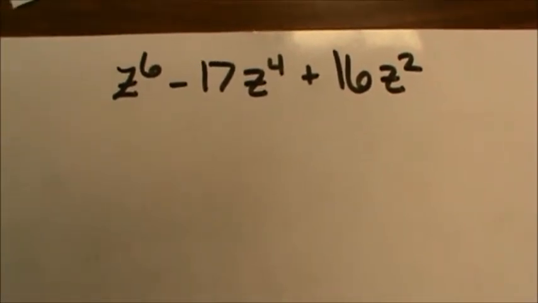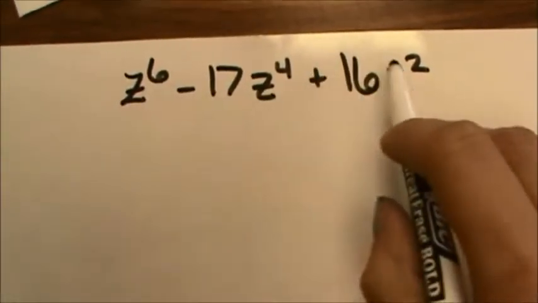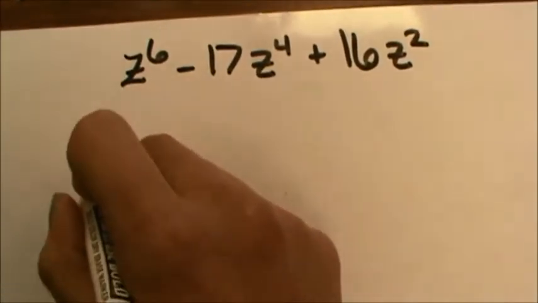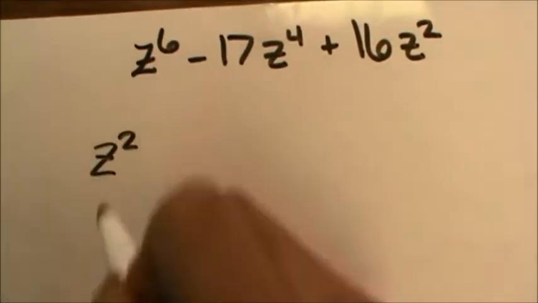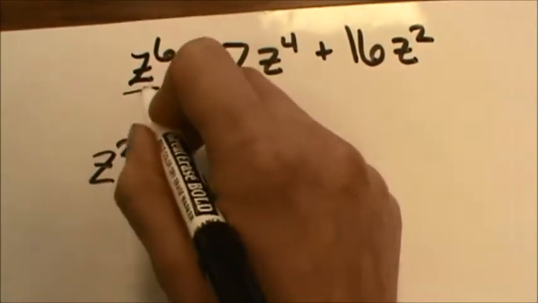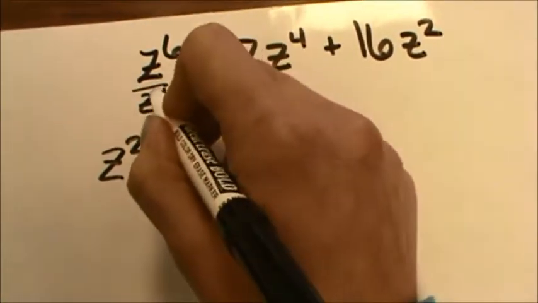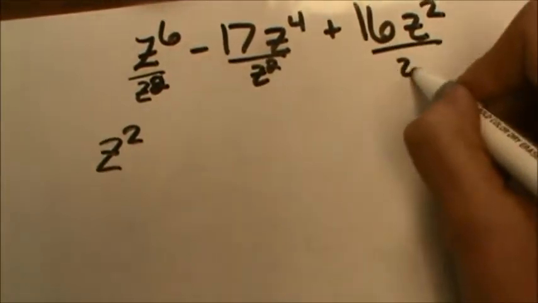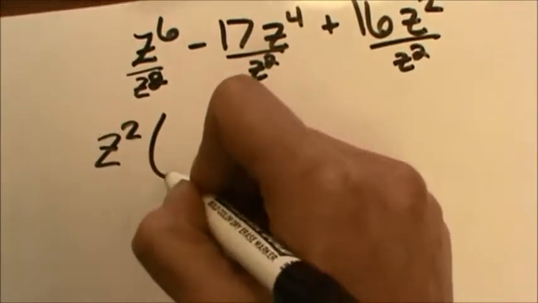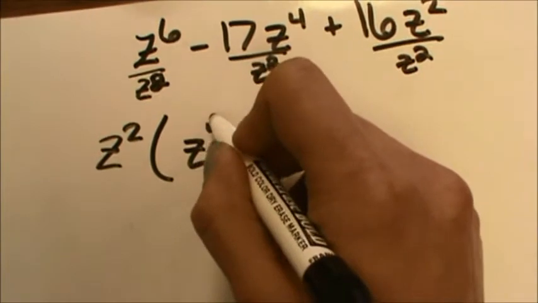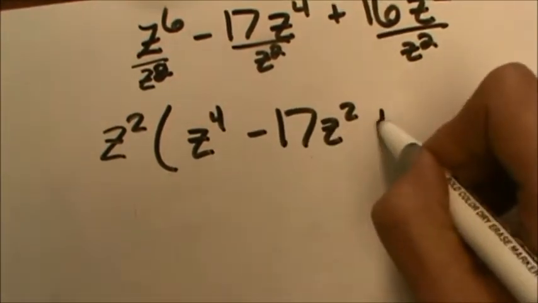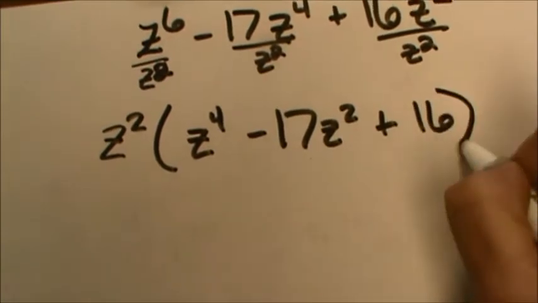Factor completely. First look, I know that all these factors have something in common, and that is a z squared. So I'm going to factor that out first. Divided by z squared, divided by z squared, divided by z squared. So I'm left with z to the 4th minus 17z squared plus 16.